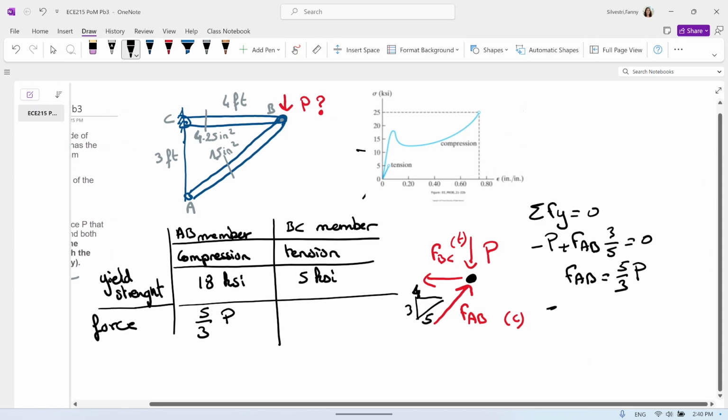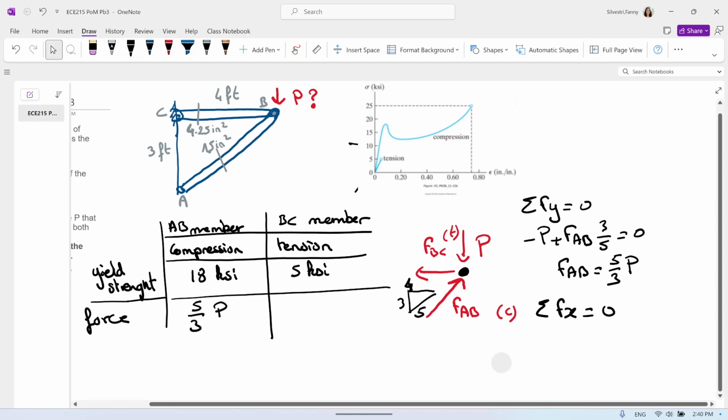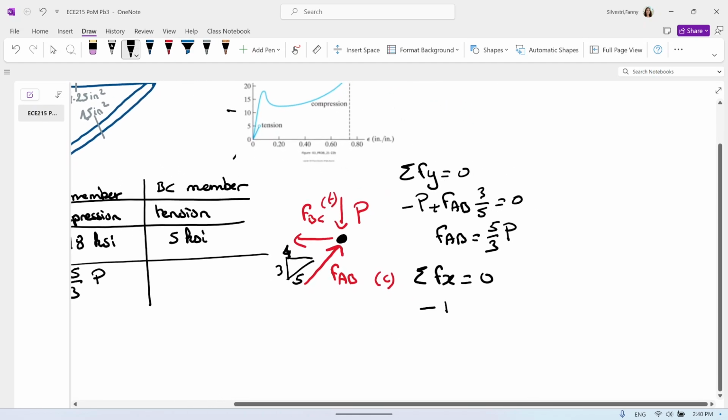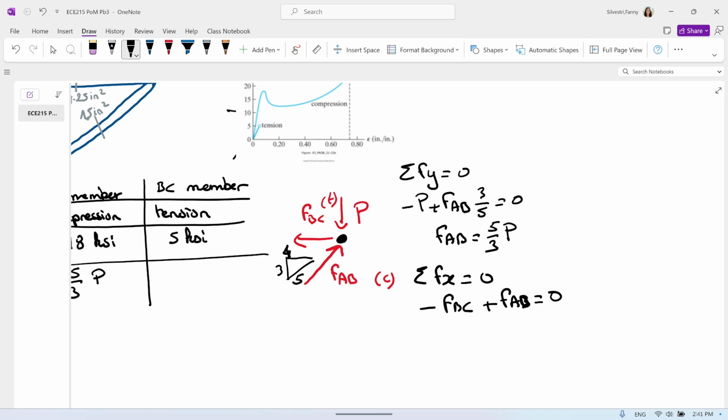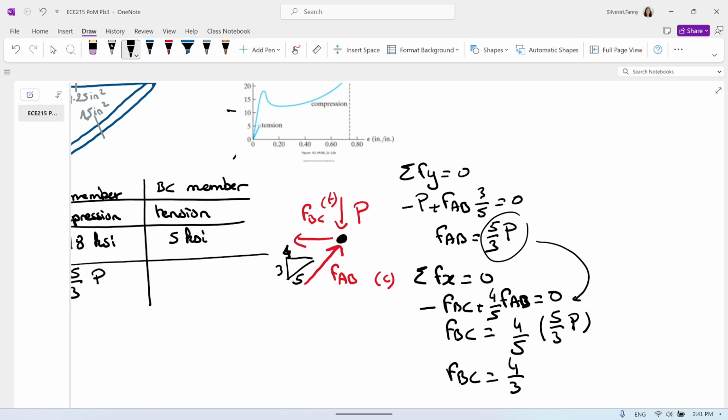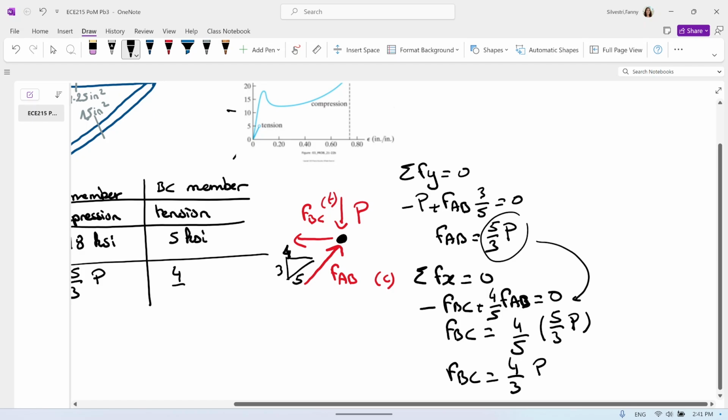If we do the sum of the forces on x equals 0, we have minus FBC plus FAB times 4 divided by 5 equals 0. Sorry, I forgot the 4 divided by 5. This is just the component on x. So FBC equals 4 divided by 5 FAB, and I replace FAB by 5/3 of P. So I get FBC equals 4/3 of P.